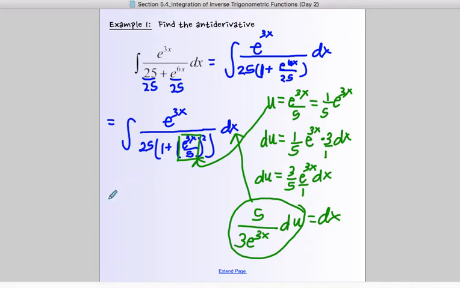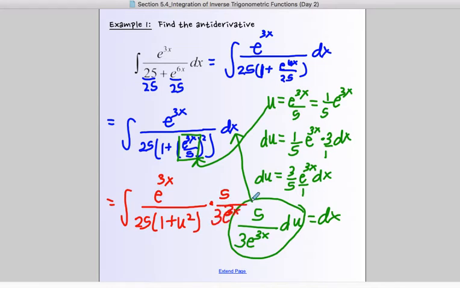And I'm going to sub all of this in for my dx. So rewriting this, my numerator is the same. I'm going to run out of room. 25, and then I have 1 plus u squared times my dx, which is all of this, 5 over 3 e to the 3x du. Sorry, it's getting crowded. Now from here, this is an e to the 3x and this is an e to the 3x, so those will cancel. Then my 5 and my 25 will reduce. This will be 1, this will be 5.